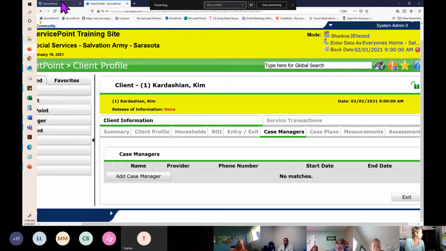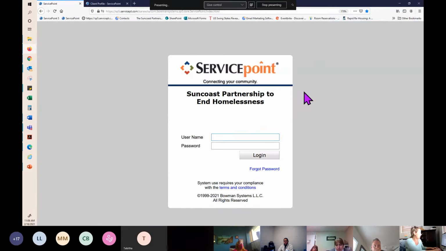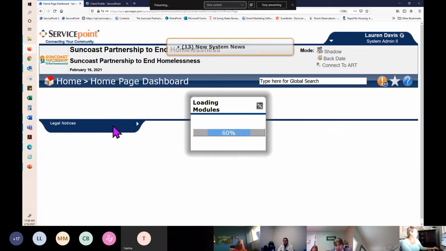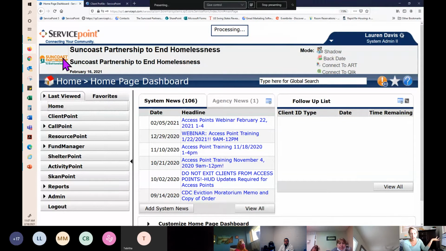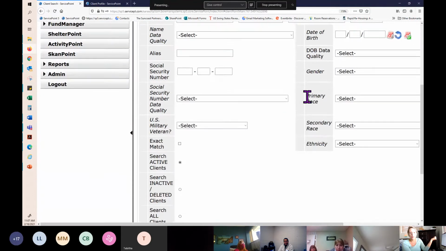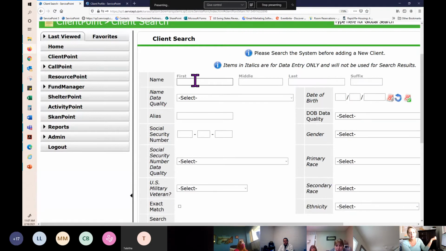I'm going to actually, because this isn't providing you any good information, log into the live site to show you our other test client. So I'm in our live site. As you can see, it looks the same. The only difference is the colors and the fact that it doesn't say training. Same thing, I'm going to client point, and I'm going to search for our good old boy, Brandon Test. He's our test client. He's been through the ringer in our COC.